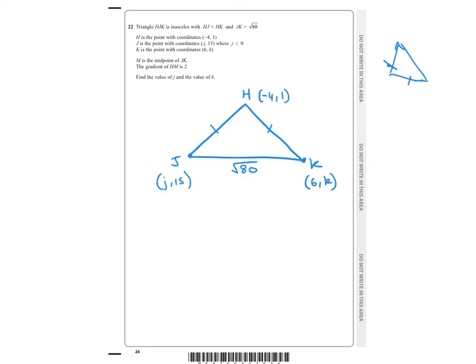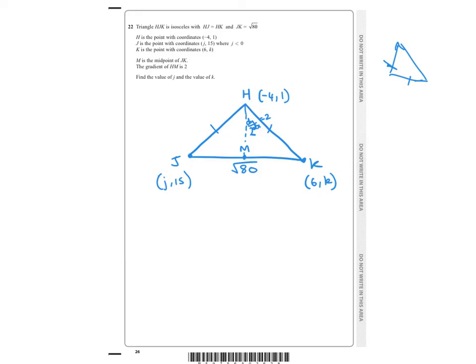Then it says M is the midpoint of JK. So here is my point M. And the gradient of HM, so this gradient, is 2. So dy by dx equals 2. Okay then. So, knowing all this information, we need to try and figure out what the value of j and k is.